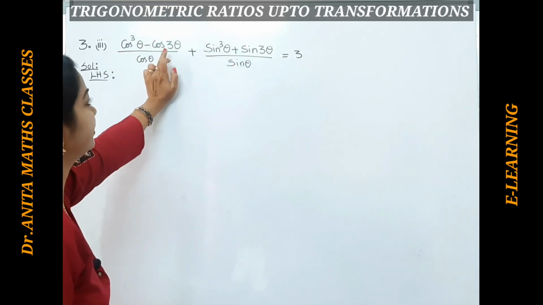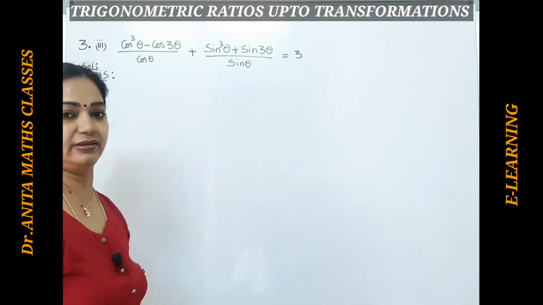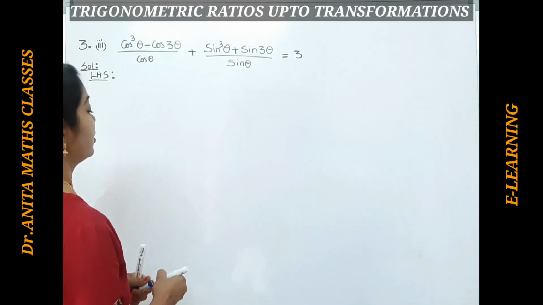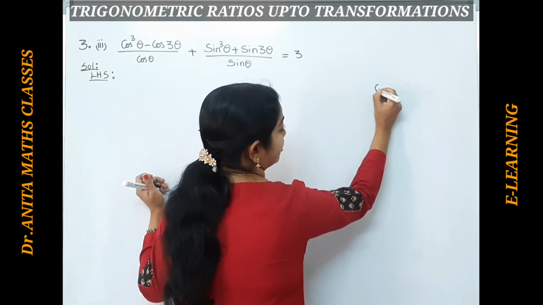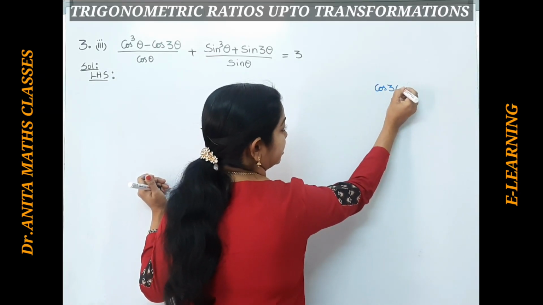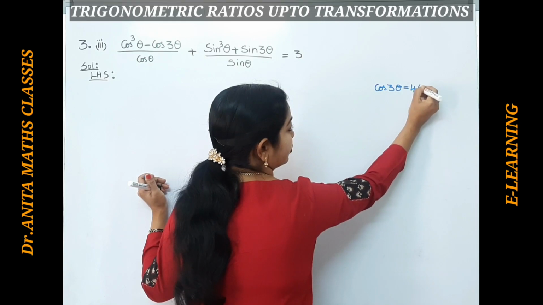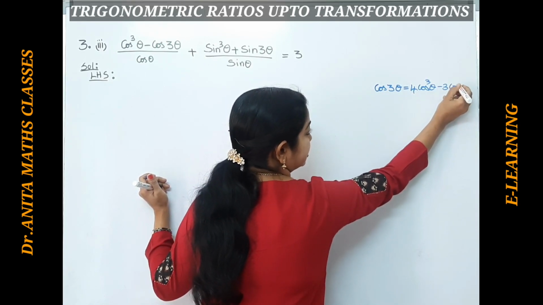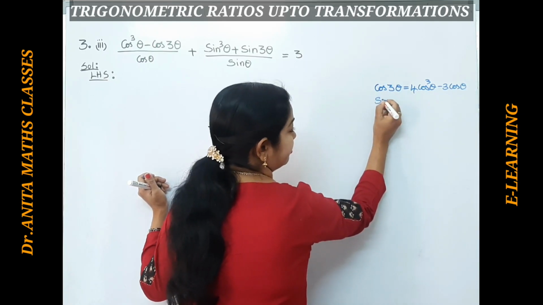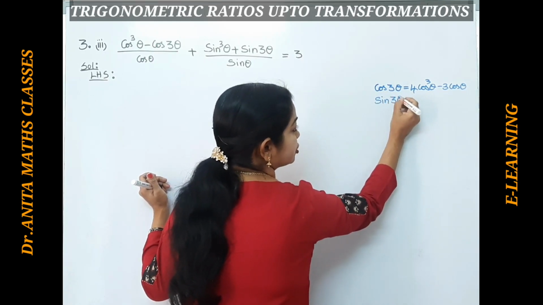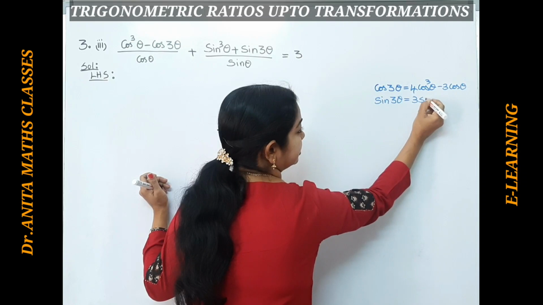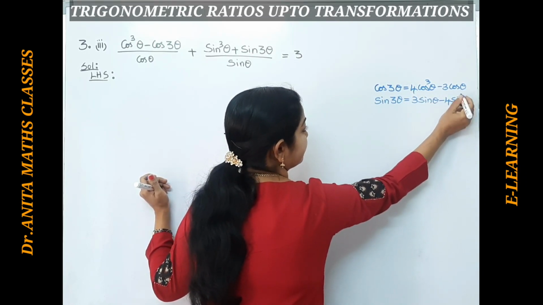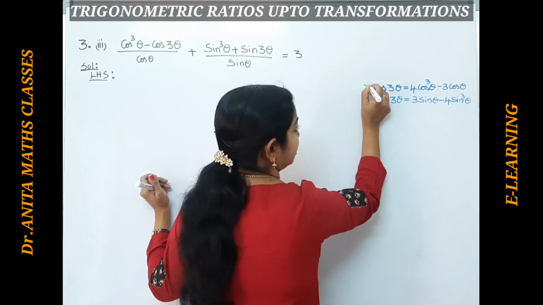Here clearly given cos 3 theta and sin 3 theta, and we have to write the formulas. You know the formula of cos 3 theta equals 4 cos cube theta minus 3 cos theta, whereas sin 3 theta equals 3 sin theta minus 4 sin cube theta. This is the formula for 3 theta, right?